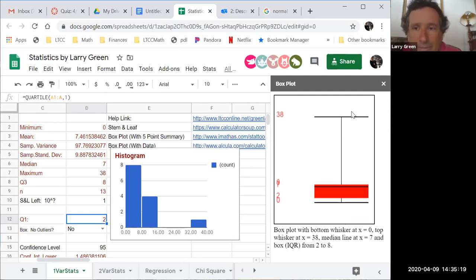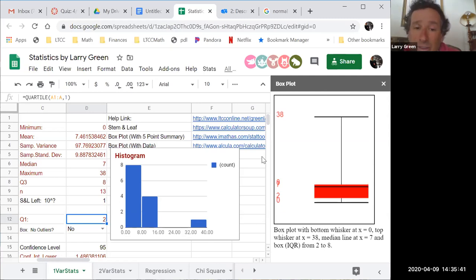Now, by the way, I'm going to call these the big 3: the histogram, the stem and leaf, and the box plot. The reason I'm calling them the big 3 is those are the 3 that you're absolutely required to learn in this class. I'm going to test you on them. They're going to be in your projects. We're going to do a lot with this.